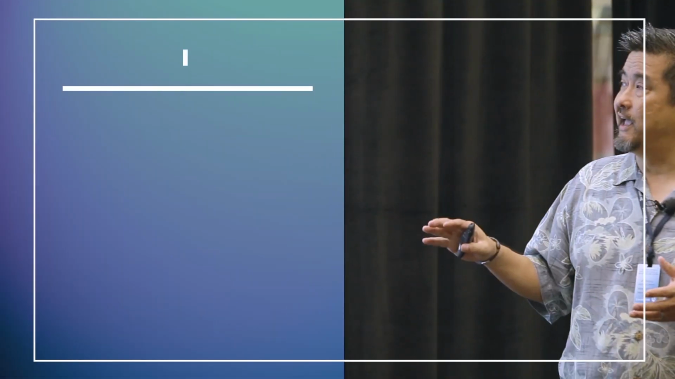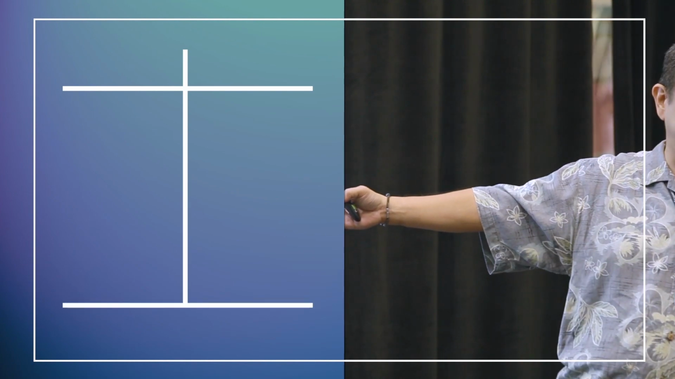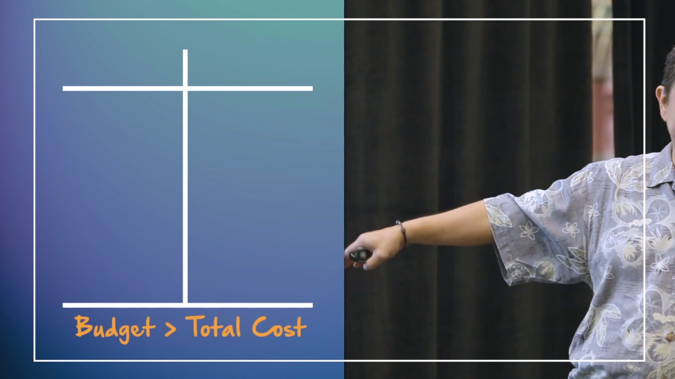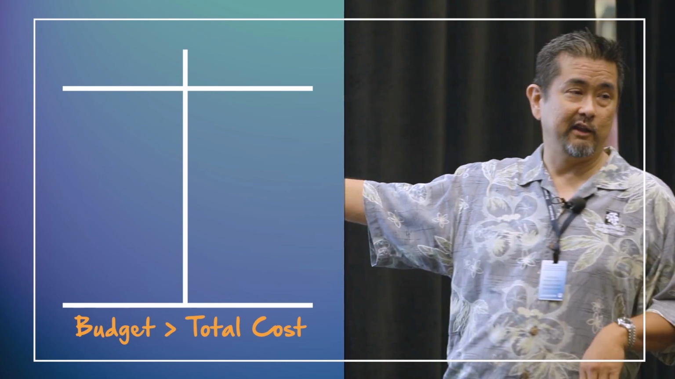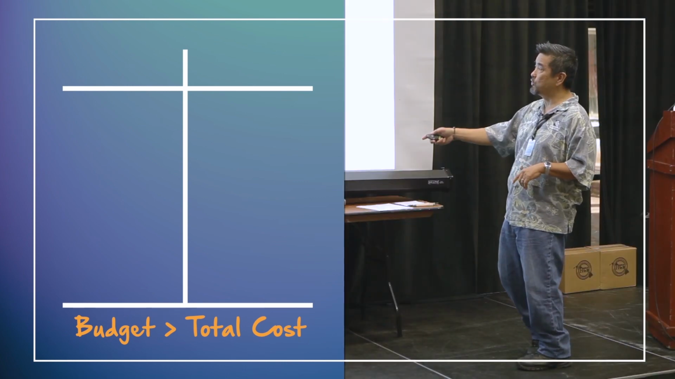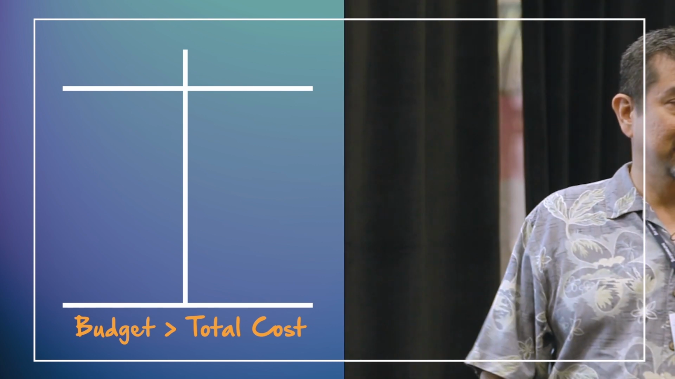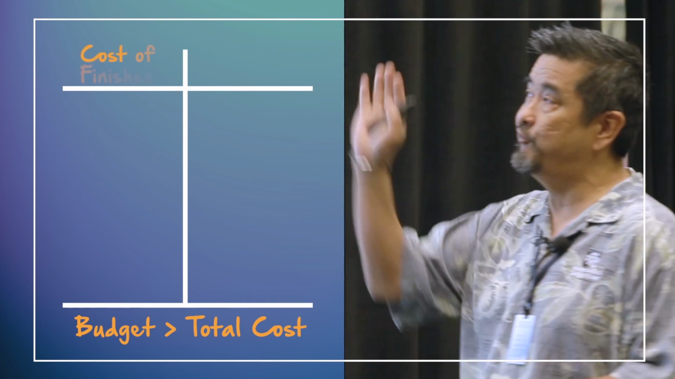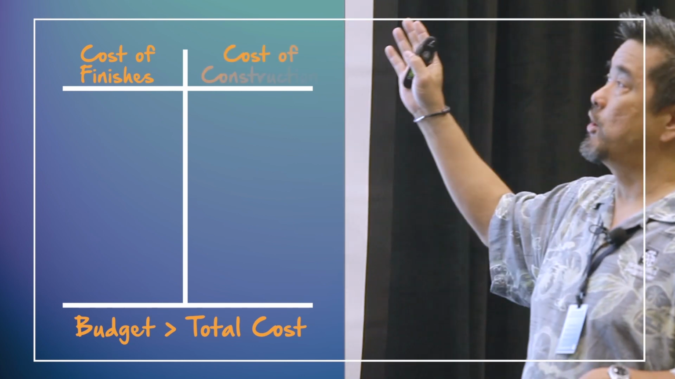What we're interested in, right, in any project is this formula. I think we can all agree on this, right? Which is budget greater than total cost. So I want you to write that down too, because that's an important thing. Budget greater than total cost. Now when we say total cost, it's because there's going to be two separate items for cost, right? One is going to be the cost of finishes, and you can write that up on there. And the other side will be cost of construction.